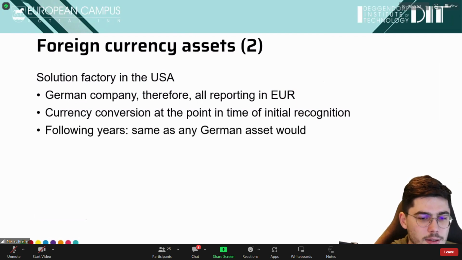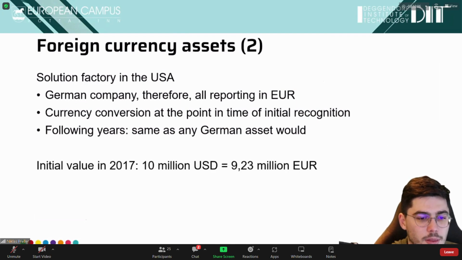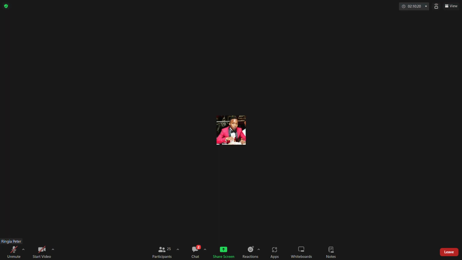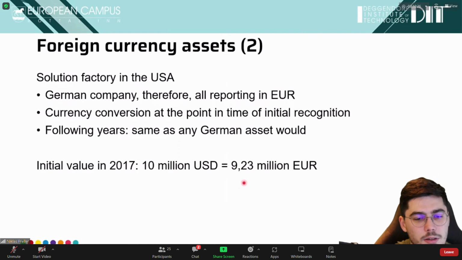And in the following years, we handle that asset the same as any German asset would be handled. So the initial value in 2017 is 10 million US dollars. We pay 10 million US dollars, which is, according to the conversion rate, 9.23 million euros. Yes, correct. That is the value that we have in our company in euros, calculated at the point of purchase.